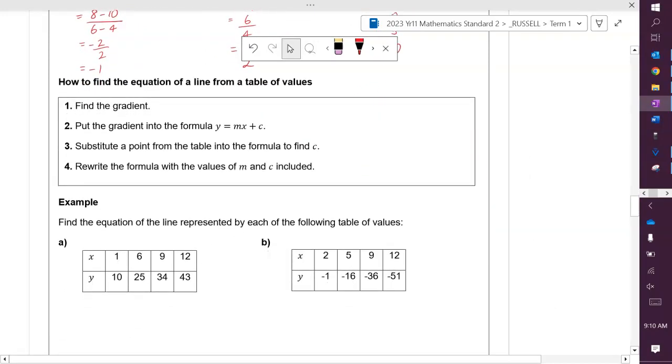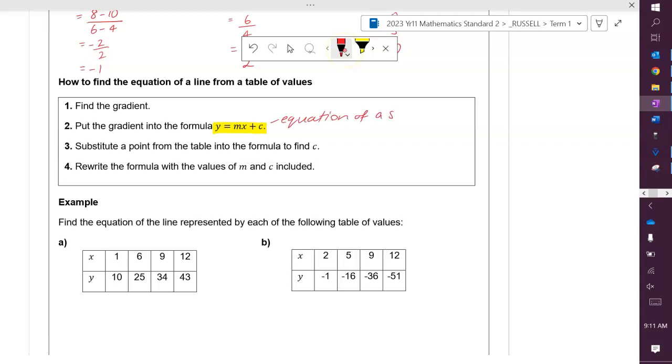So how do we find the equation of a line from a table of values? Well, first of all, we need to find the gradient, which is what we've just been doing in the previous example. We then put that gradient into our formula y equals mx plus c. This is our equation of a straight line, or a linear equation. We substitute a point from the table into the formula to find c, because we will have our x and y values from our table of values, and then we rewrite the formula with the values of m and c included.